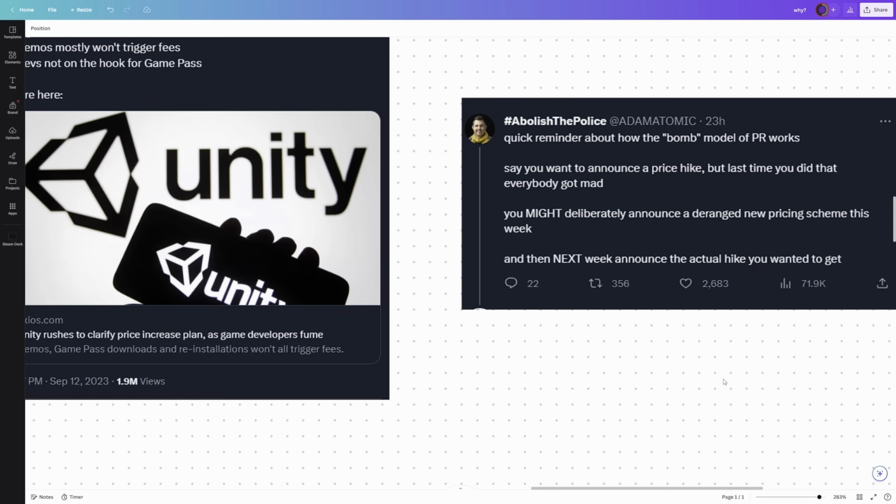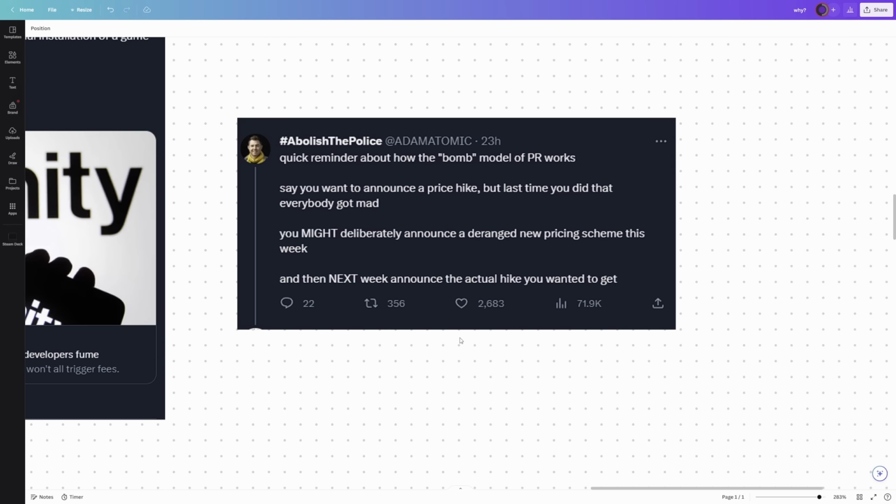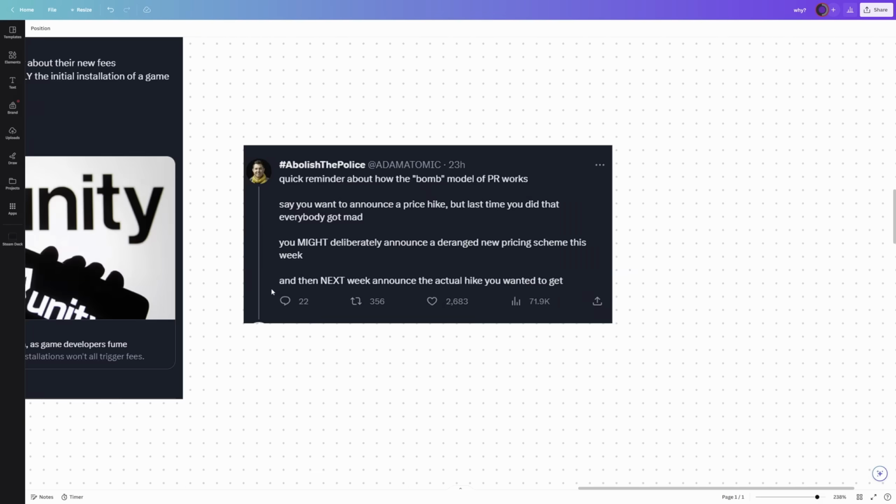And there's a chance here, right, that this is a BOM model of PR. So quick reminder about how the BOM model of PR works. Say you want to announce a price hike, but last time you did that, everybody got mad. You might deliberately announce a deranged new pricing scheme this week, and then next week announce the actual hike you wanted to get. That's entirely possible.